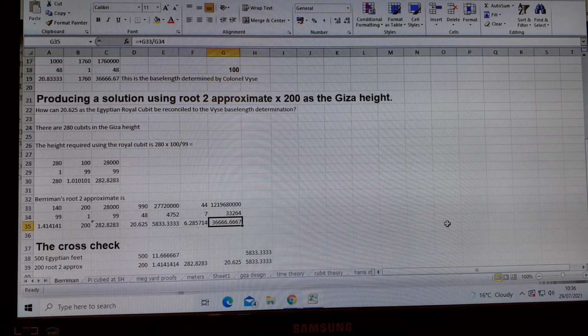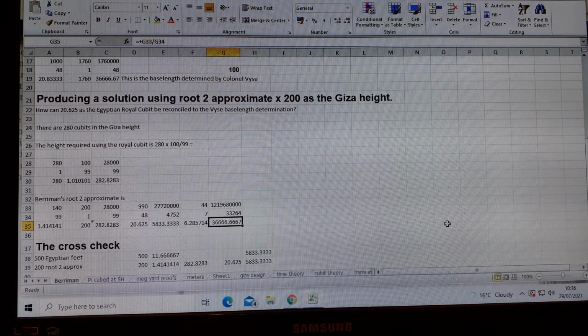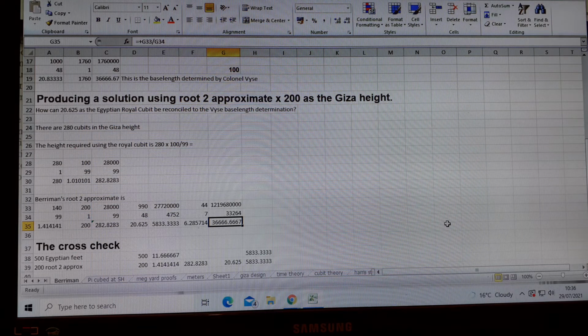Now we can do a final cross-check on this to prove that what we've got as 200 root 2 is also 500 Egyptian feet, because the Egyptian foot is 11.666 recurring inches according to Berriman. So we're using all Berriman's units here, using two different Berriman units. We're using root 2 approximate multiplied by 200, and we're using his royal cubit, and we're getting the same height as 500 Egyptian feet. So this idea of number 100 dominating the design of the pyramid is shown in great detail here. So let's just go through it.